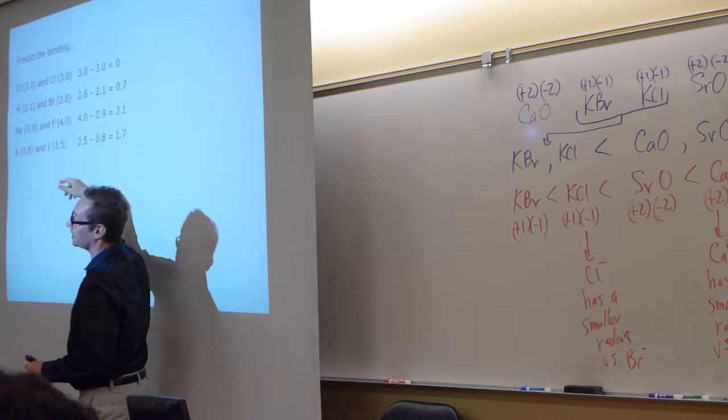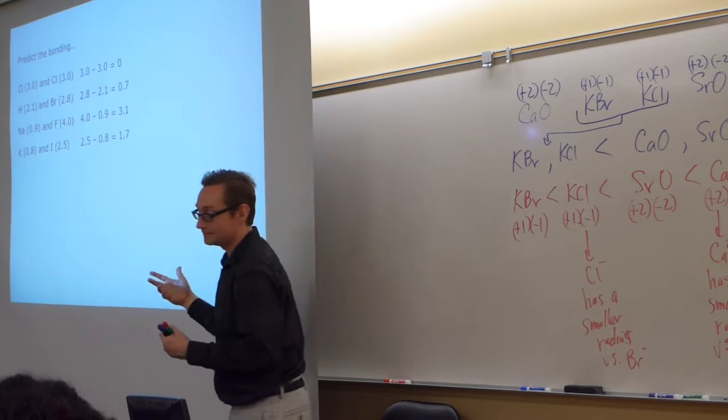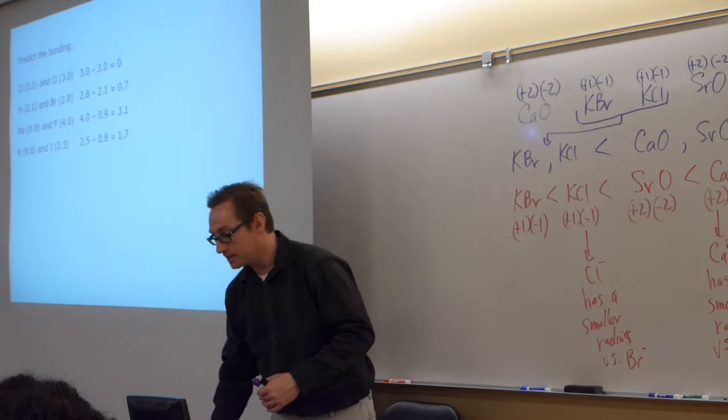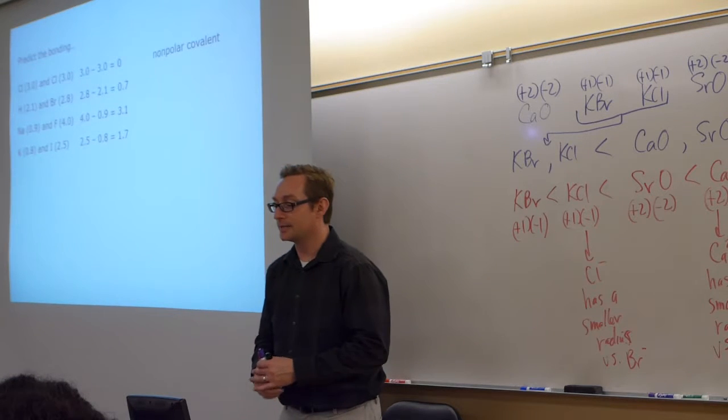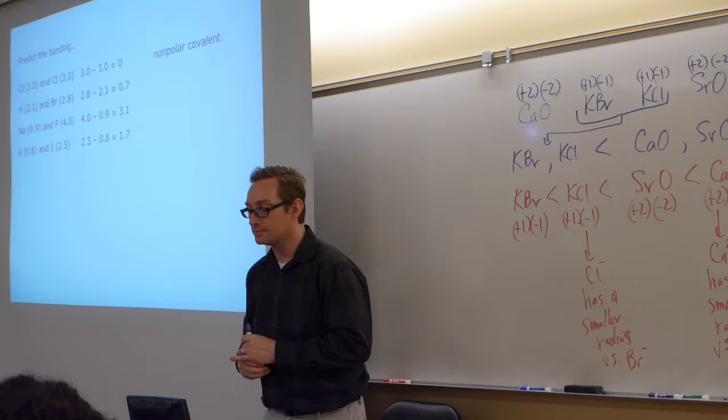Chlorine bonded to another chlorine atom. What kind of bond would that be? That's going to be just nonpolar covalent, right? What about hydrogen bonded to bromine?